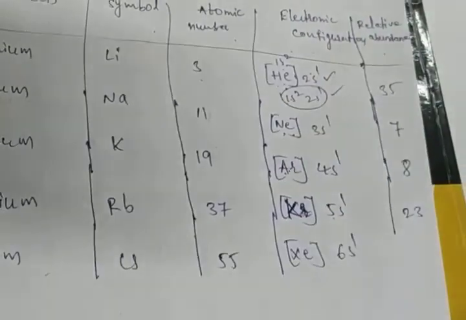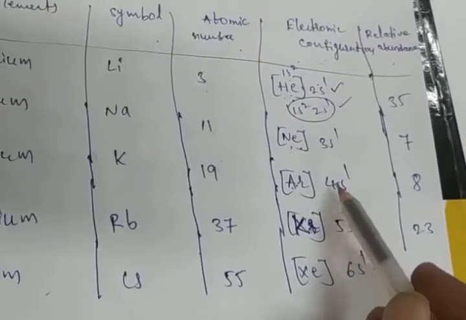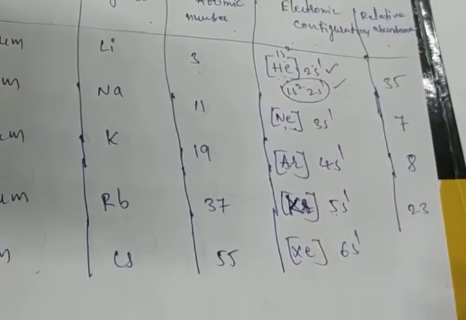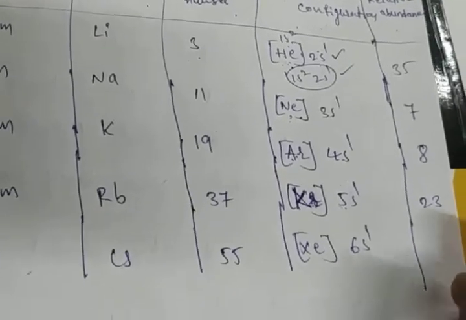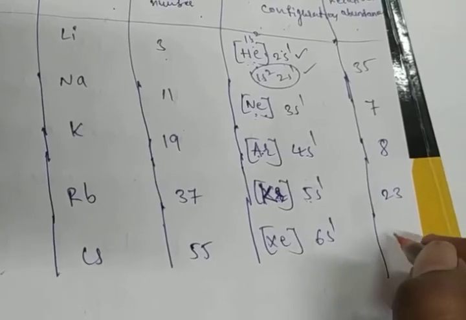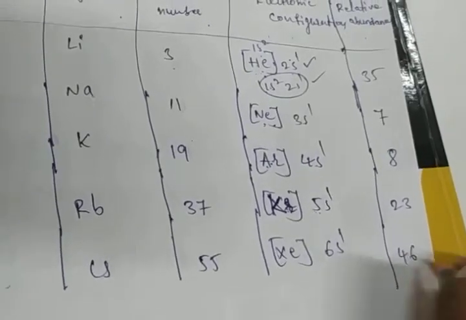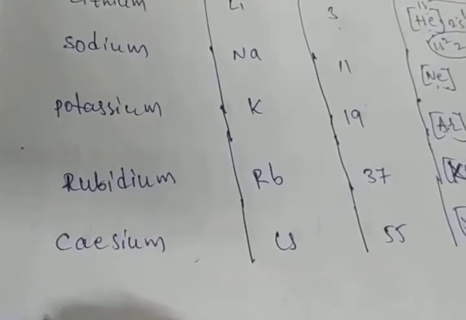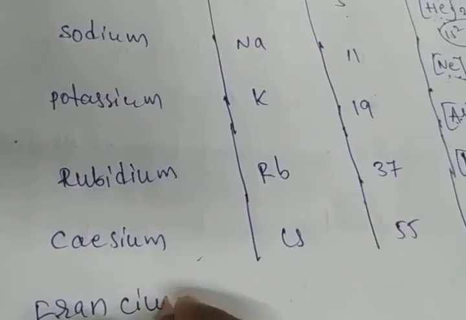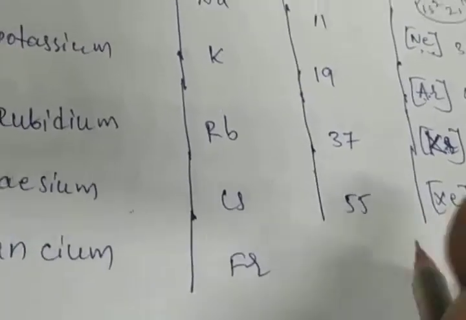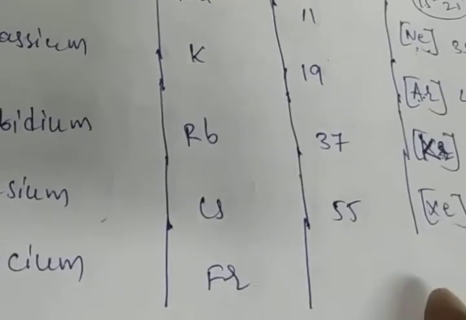You have to observe that from top to bottom, shells are increasing. These are the shells: 3, 4, 5, 6. Okay. Relative abundance is 46. And the last element is francium. Francium symbol is Fr.